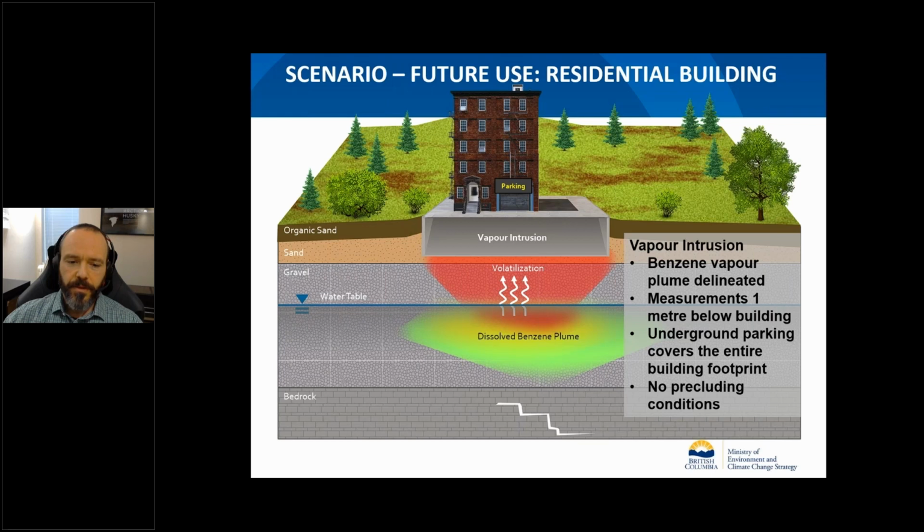For the future use scenario, outdoor air exposure applies, but the focus of this example will be on parkade exposure. Given that the parkade spans the entire footprint of the structure and is closer to the vapor plume, evaluation of a residential exposure may not be needed. On the next slide, we'll look at the vapor data calculations for the future site use scenario shown here.